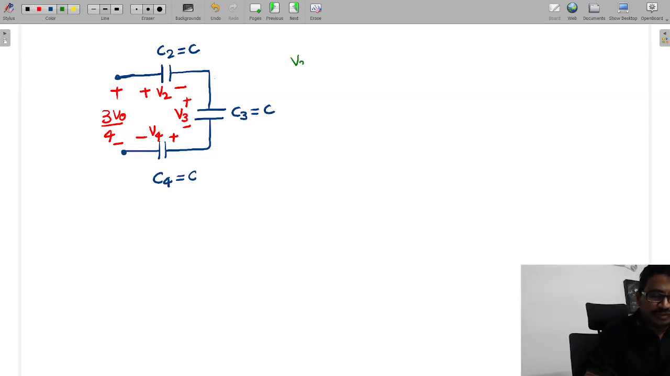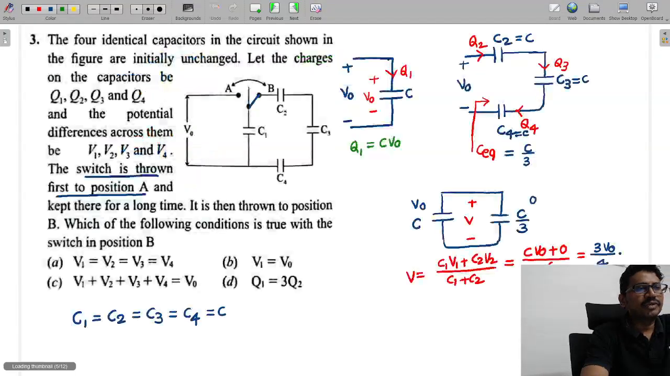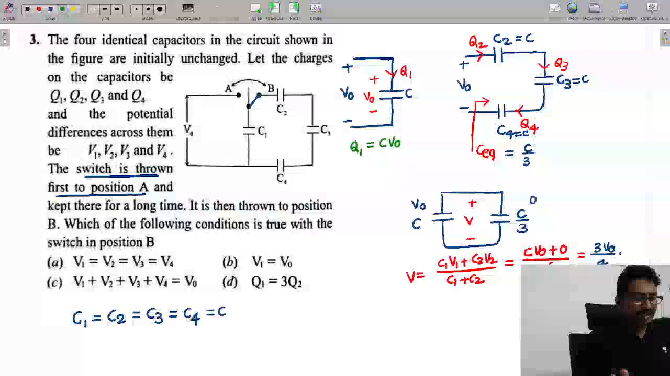Then how much is the V2 value, tell me? Since all are equal capacitors, it will divide equally. So V2 is V0 by 4, V3 is equal to V0 by 4, and V4 is also equal to V0 by 4. Like this, the voltage will divide.